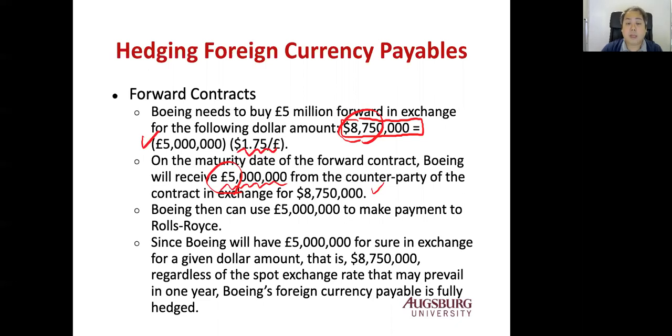So since Boeing will have this 5 million pounds for sure in 1 year, for a given dollar amount of 8.75 million, it doesn't matter whether the spot rate increases, decreases, appreciates, or depreciates. So Boeing's foreign currency payable is fully hedged, and there's no risk.